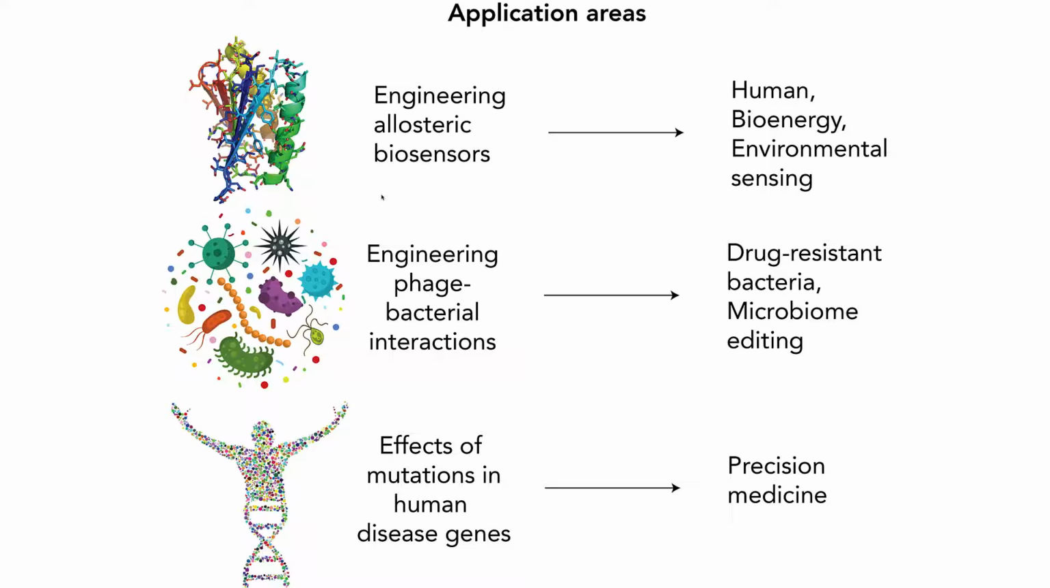Allosteric biosensors are biomolecules that detect specific small molecules or metabolites in the environment. These biosensors are used for medical diagnosis, environmental monitoring, bioremediation, and bioenergy. The key challenge here is not just to sense, but also to activate a signal in response to sensing the small molecule. Therefore, we use allosteric transcription factors as biosensors, because upon sensing the small molecule, they can turn on gene expression in either a cell-based or a cell-free system.